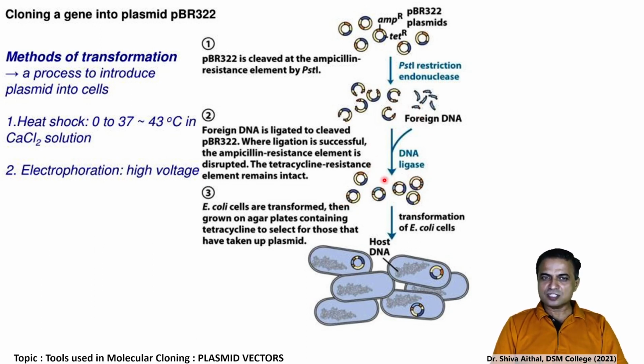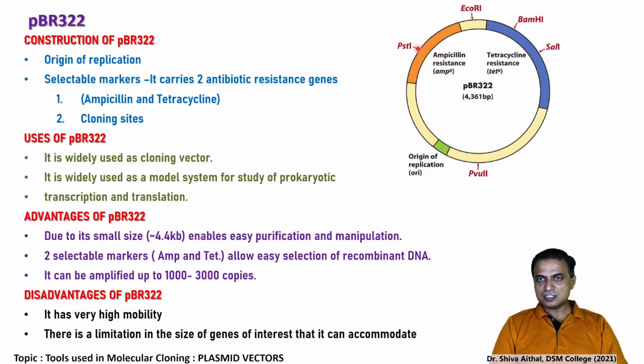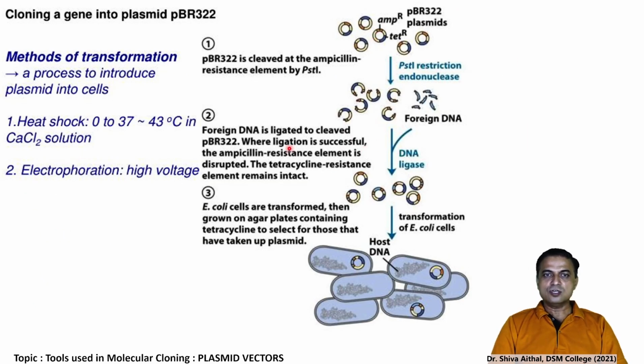When ligation is successful and you have a good, that is not a mismatch, you have a correct recombinant DNA molecule, the tetracycline resistance element which is there, when ligation is successful, ampicillin resistance, if you are using, see here, if you are using the ampicillin resistance, this will be disrupted and tetracycline will remain intact. So we are using ampicillin resistance, so ampicillin resistance is disrupted and the tetracycline resistance remains intact. Okay, then these cells, why I am saying this is, now you have to detect whether your gene of interest has gone really inside or not.